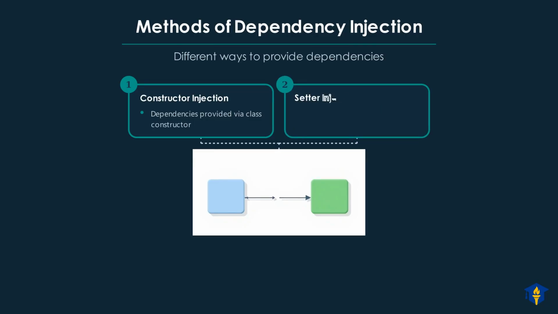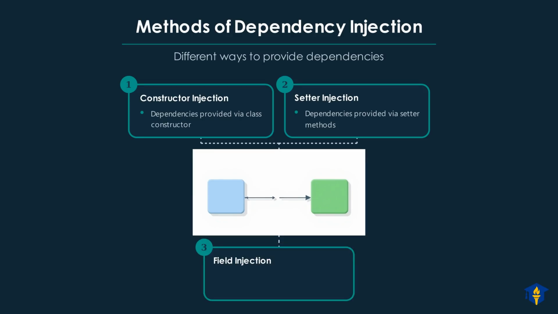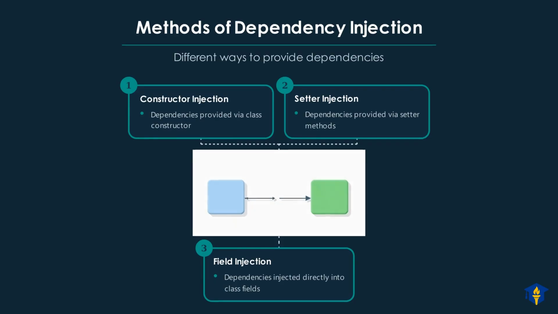Setter injection involves providing dependencies through public setter methods after object creation. This method is suitable for optional dependencies that can be changed later. Field injection directly injects dependencies into private class fields. Using annotations, dependencies are injected directly into class fields. While convenient, this approach is generally less recommended for testing.